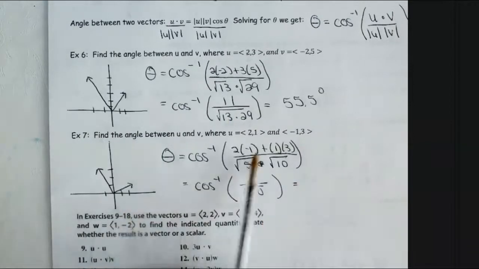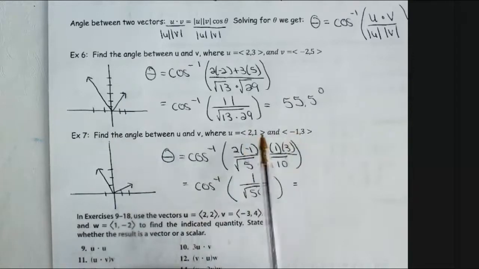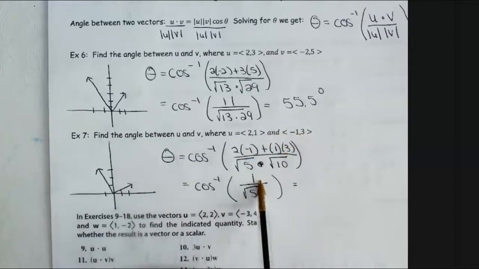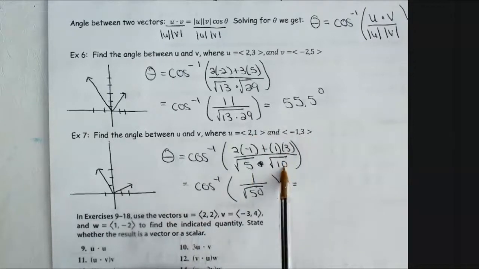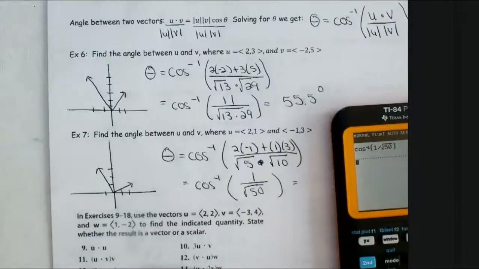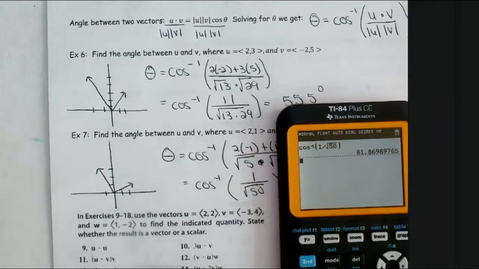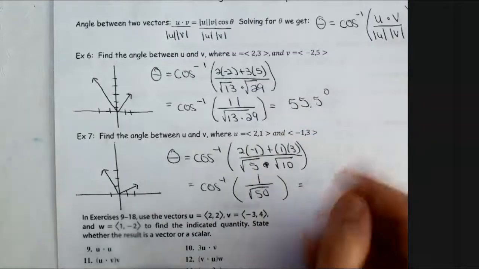Okay, so I made my sketch, just typing everything in. I'm double checking. I'm multiplying the x's, multiplying the y's, adding those together. I found the magnitude of the first vector, the magnitude of the second, and multiplied those out. Eventually plugging that in my calculator, inverse cosine of 1 divided by the square root of 50, I've got 81.9 degrees.